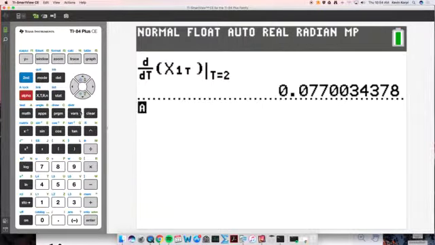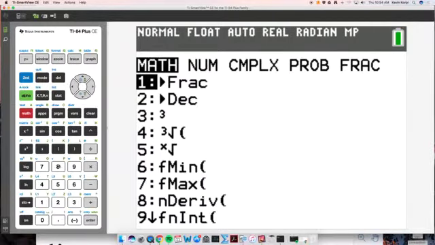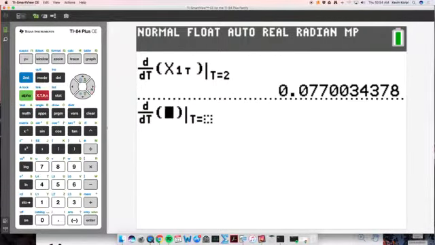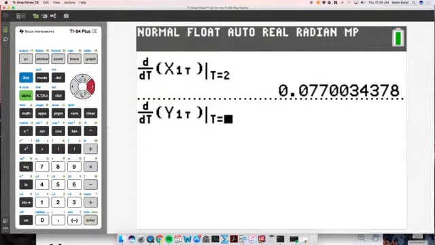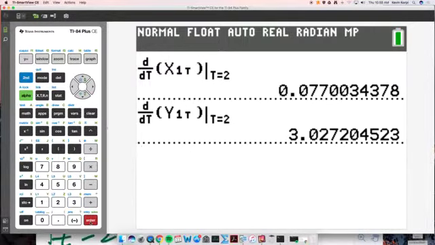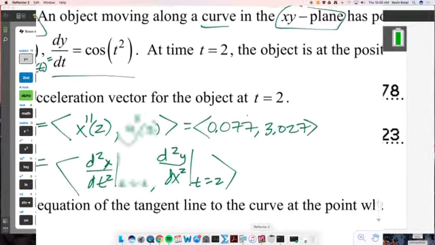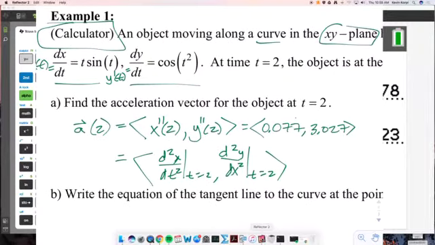So alpha, I'm sorry, we're not ready for that. Math 8, again, with respect to t. This time I'm recalling alpha trace. I'm recalling what's in y1. That is number 2. So go down and select it and hit enter, and it's still at t equals 2. And I get 3.027. So that's all the work you would have to show, and you could get full credit for it.